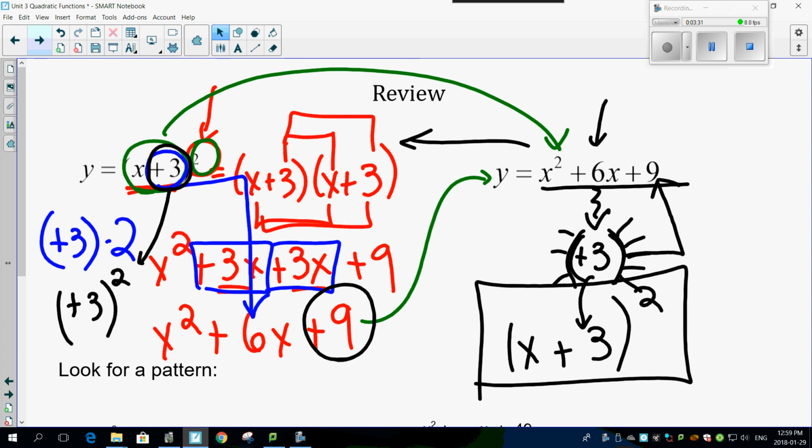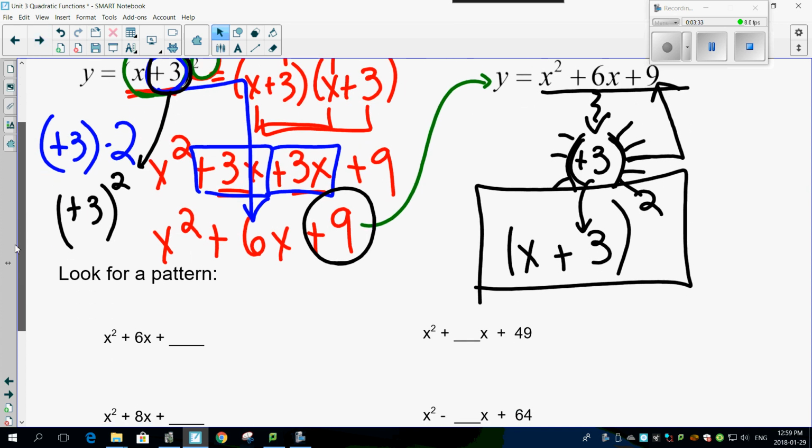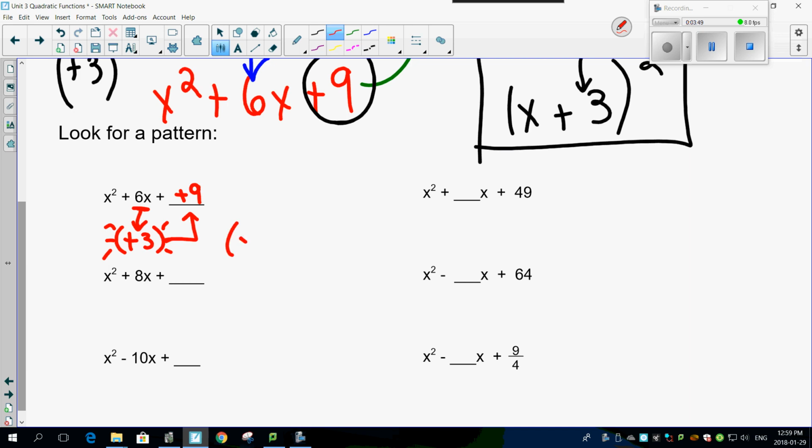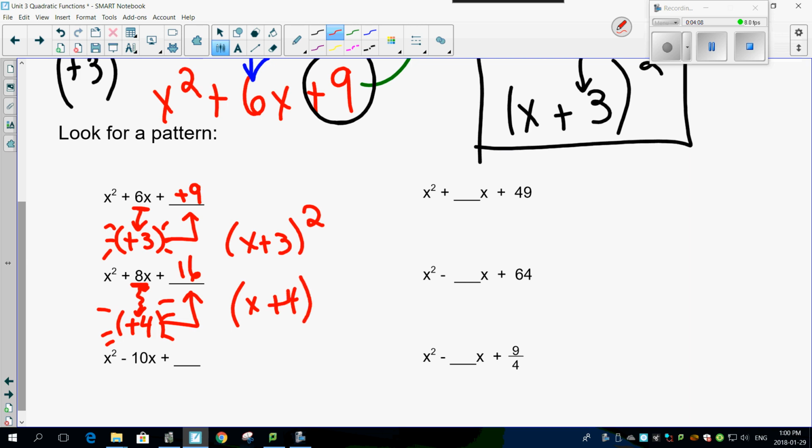So always look for a pattern. Let me show you these patterns again. Check this out. This is positive 6. Half of positive 6 is positive 3, the magic number. Squared, that's positive 9. So this is going to look like x plus 3 squared. Check it out again. This is 8. Half of this is positive 4, the magic number. Squared, that's got to be 16. What's it going to look like? It's going to look like x plus 4 squared. The magic number just goes right in there.